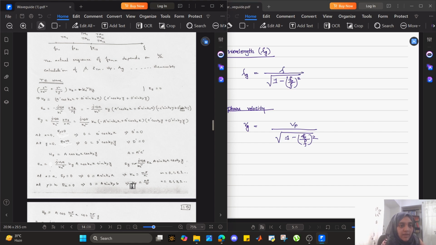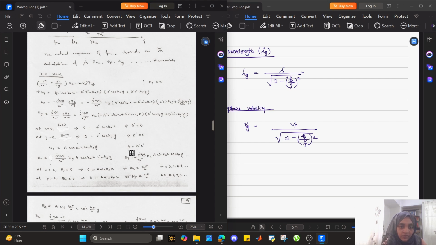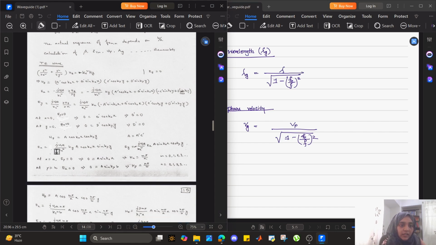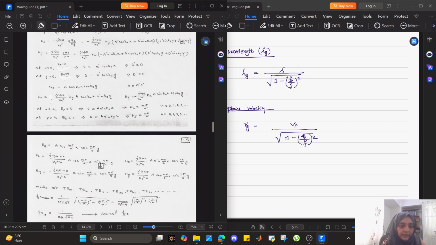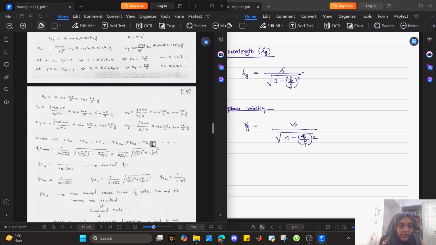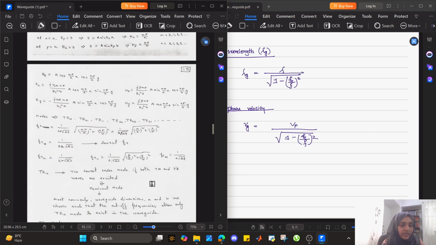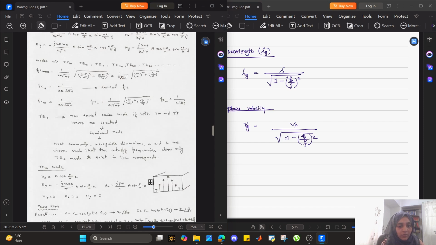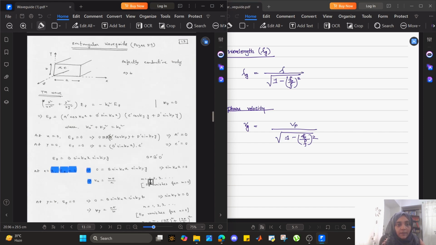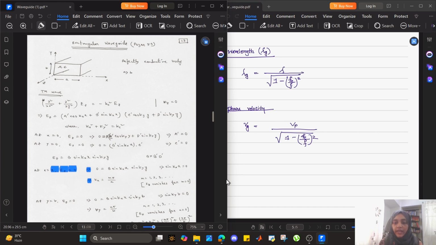This is the same as for the parallel plate waveguide. From the boundary conditions we will get other values like Hx and Hy, and similarly we get the cutoff frequencies, and also the dominant mode, as you see here. Here the cutoff frequency is seen for mode 1. So this is all about the rectangular waveguide.